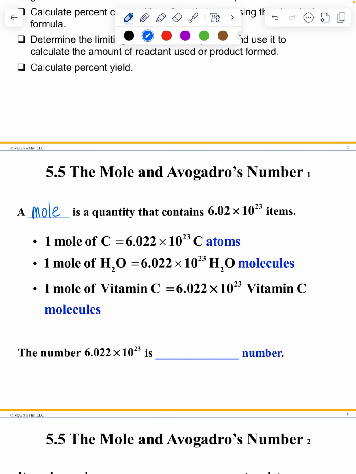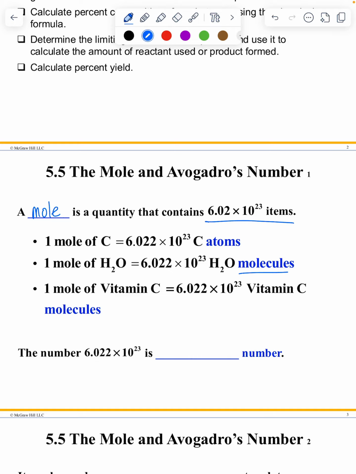So let's begin with an introduction of the mole. A mole is simply a quantity. It's an amount that contains a very large amount of items. We use the mole when we are talking about atoms because atoms are very small, and so we need a unit that allows us to measure an appreciable quantity of atoms. You see here that a mole is equal to 6.022 times 10 to the 23rd atoms. It can also be equivalent to that many molecules.